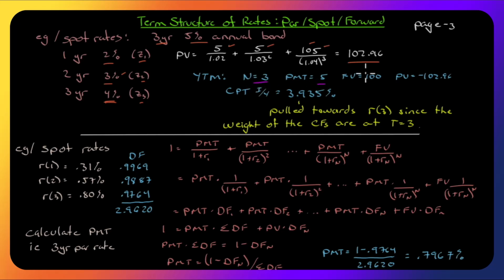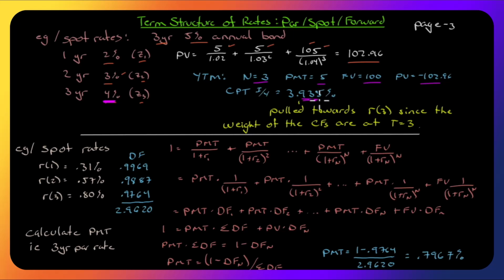Once we have an observed price, we can calculate a yield to maturity. Our N is 3, our payment is 5, future value of 100, and there is our present value, 102.96. Our yield to maturity is 3.935. So look at the 3 year spot rate at 4%. Look at the yield to maturity, 3.935.